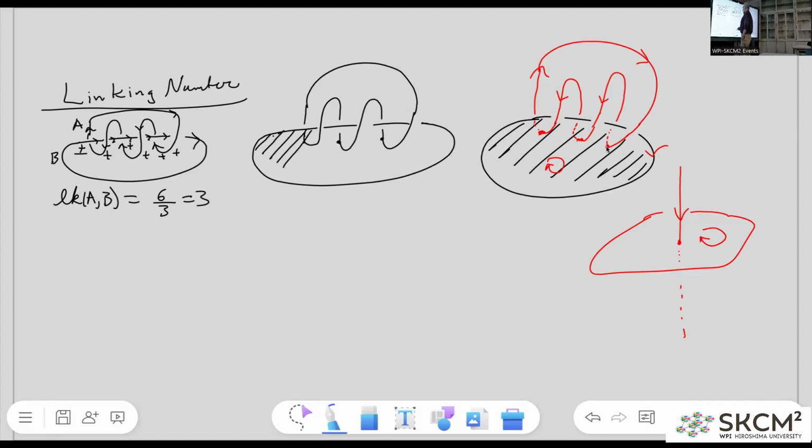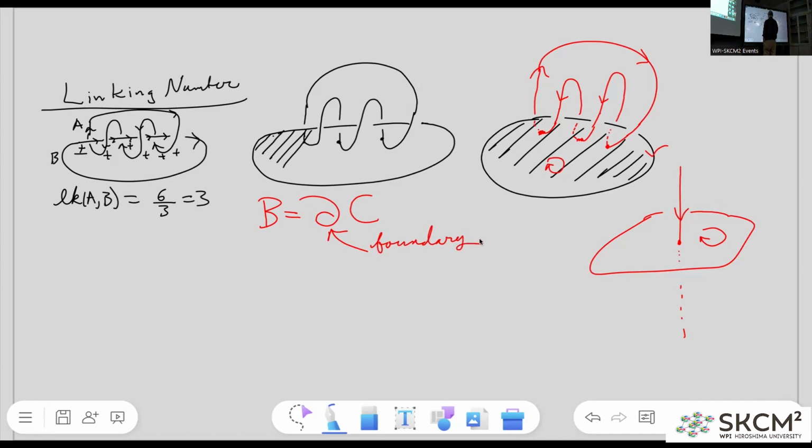And so we can say the following, that if B is equal to the boundary of C, and I use this term for boundary, then we can write that the linking number of A with B is equal to the intersection number of A with C.